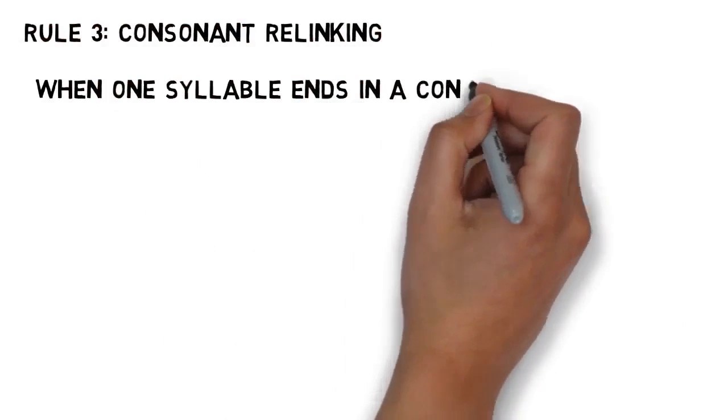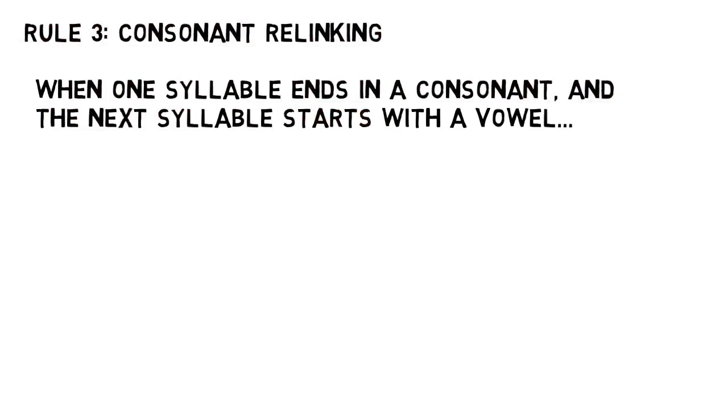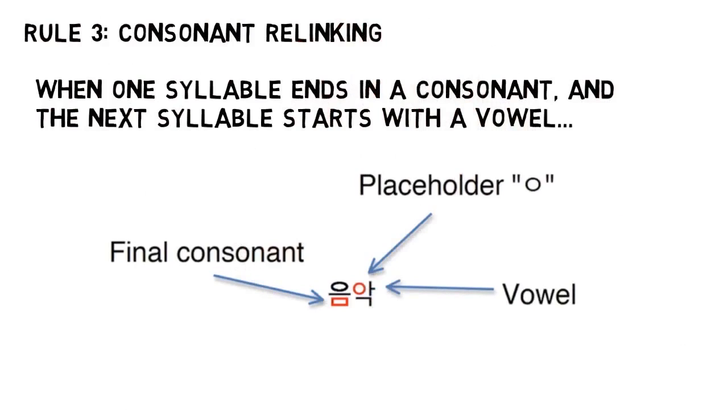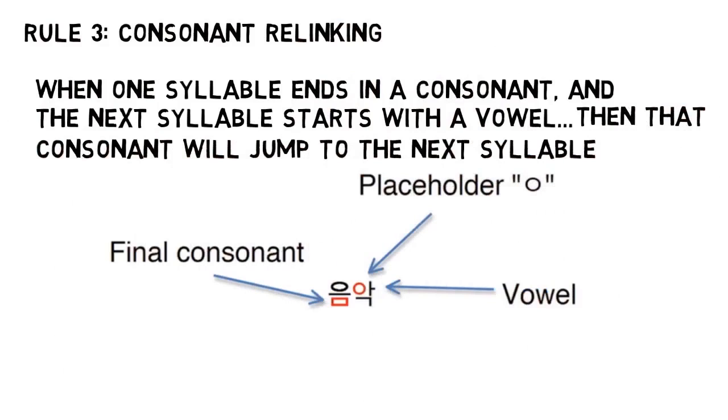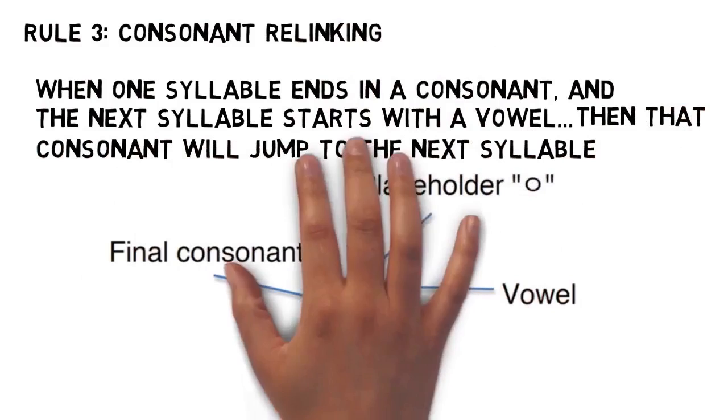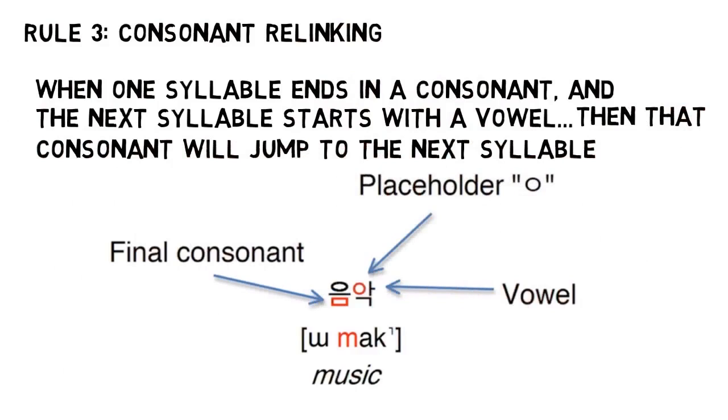This rule kicks in when you have a syllable that ends in a consonant, and then the next syllable begins with a vowel. This is going to happen really frequently. Basically, anytime you see a three-letter syllable followed by a syllable starting with Korean's placeholder letter, that circle. In cases like that, the final consonant in the first syllable will jump up into the next syllable, replacing that placeholder letter. So umak isn't pronounced um-ak. It's pronounced u-mak. The first syllable is u and the second one, mak, umak.